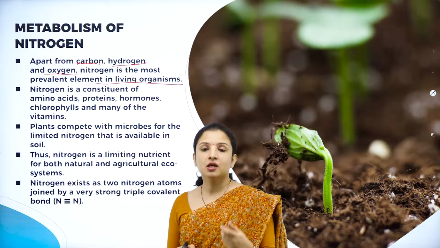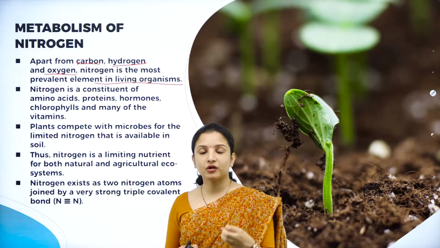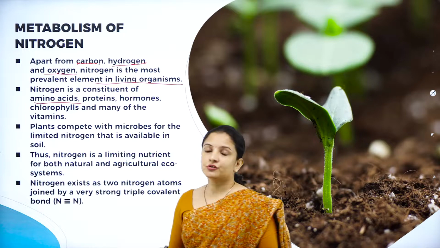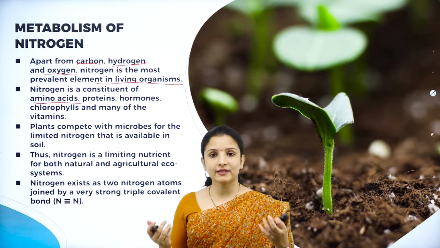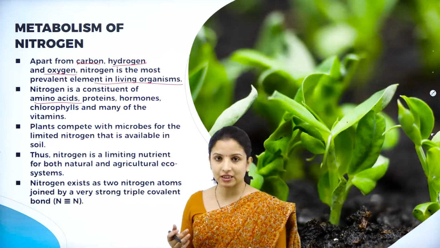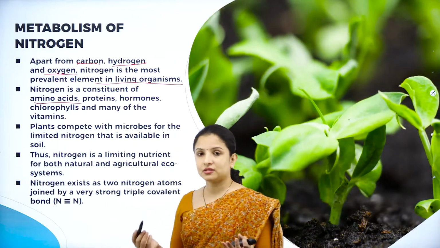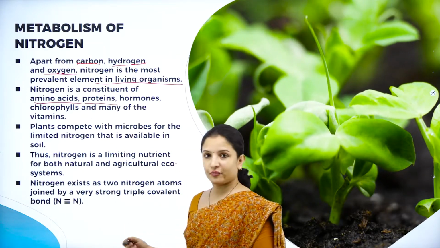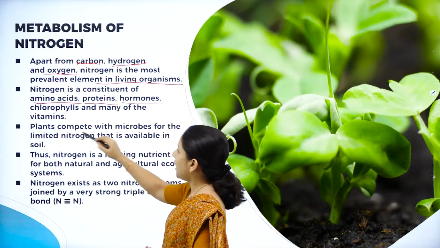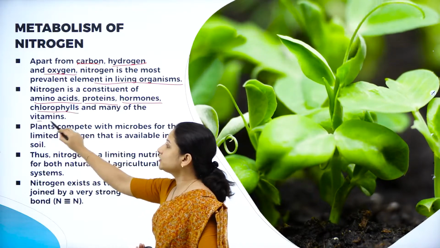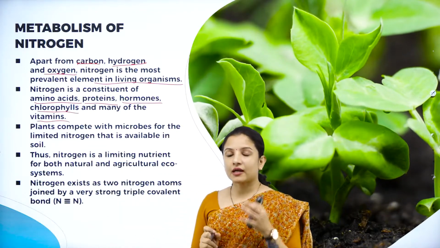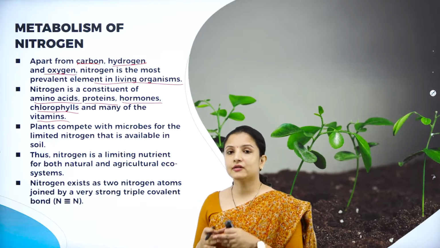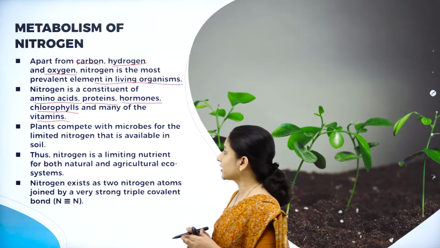Why is it needed? So nitrogen is needed for the plant because nitrogen is an important constituent of the amino acids. So chains of amino acids, if they have to be formed, then nitrogen is required. And therefore, if amino acids are formed properly, they will form chains to form proteins. So therefore, they are important components of proteins. They are important components of the hormones, chlorophylls and also many vitamins. So they are very, very essential for the plant, for the overall growth and development of the plant and for the various metabolic activities to occur in the plant.